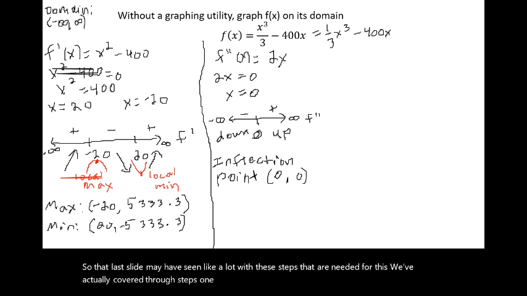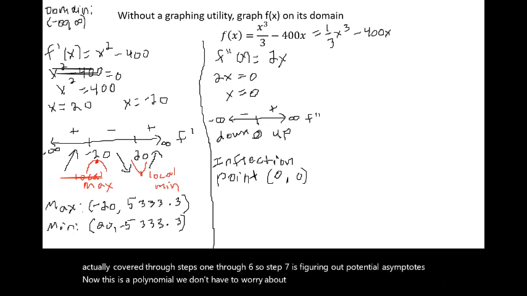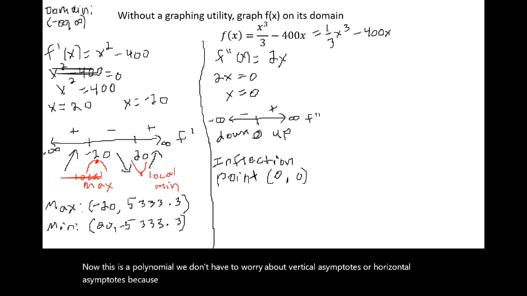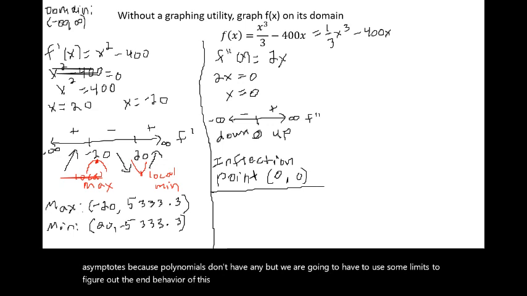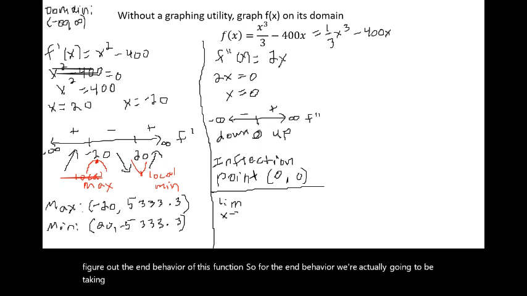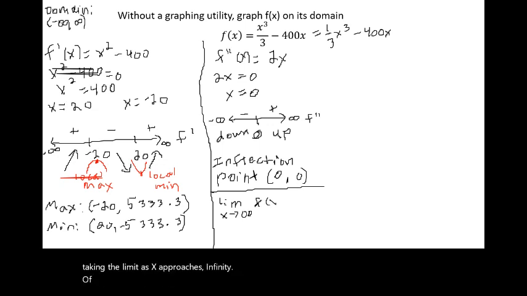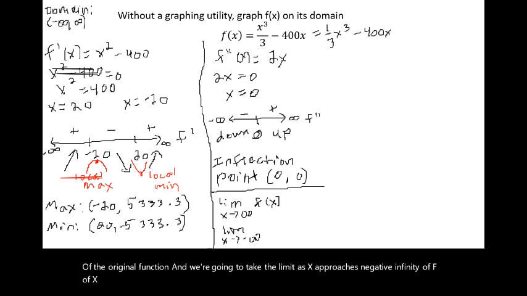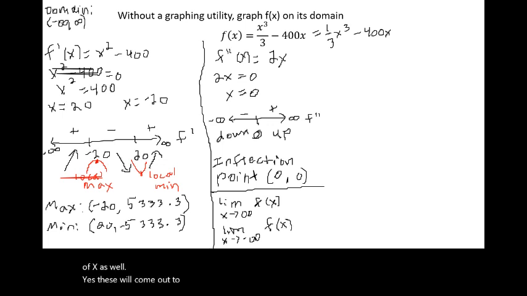So step number 7 is figuring out potential asymptotes. Now this is a polynomial. We don't have to worry about vertical asymptotes or horizontal asymptotes because polynomials don't have any. But we are going to have to use some limits to figure out the end behavior of this function. So for the end behavior, we're actually going to be taking the limit as x approaches infinity of the original function, and we're going to take the limit as x approaches negative infinity of f of x as well. Yes, these will come out to infinity. The question is which one.